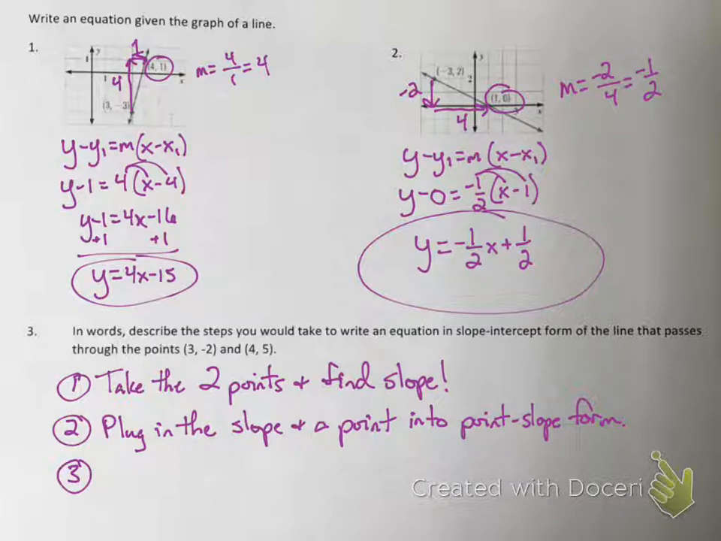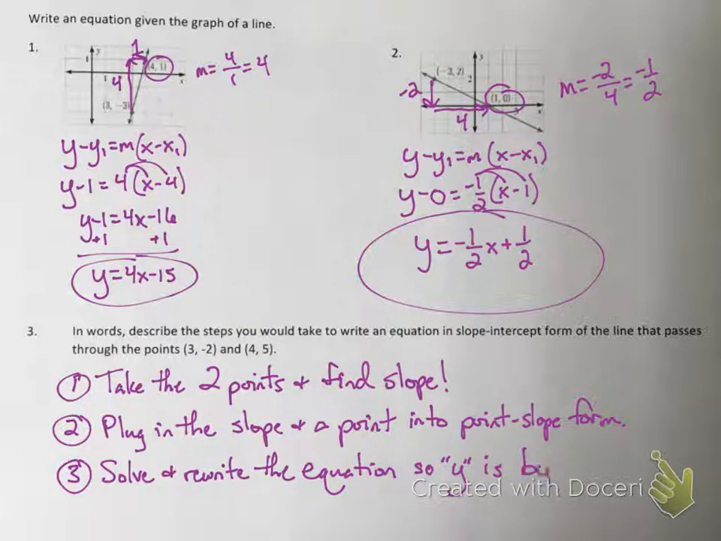If the goal is then to take it to slope intercept form, we would solve and rewrite the equation so that y is by itself. So if you had to describe it in words, that's basically what it is.